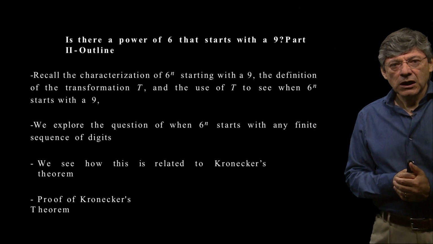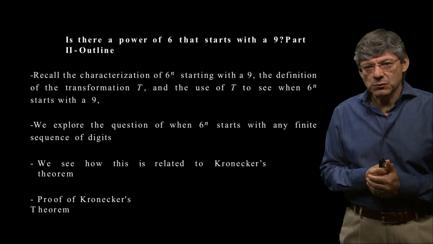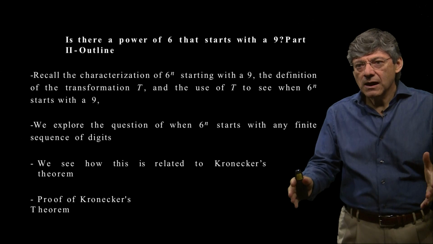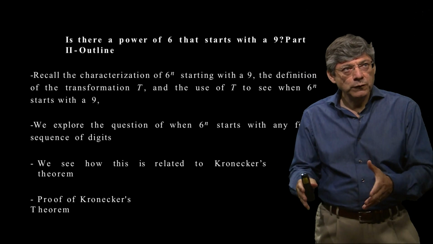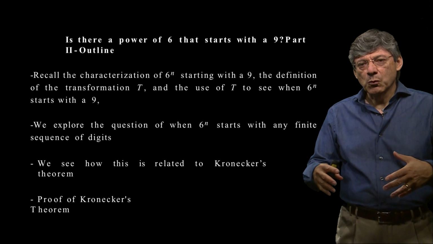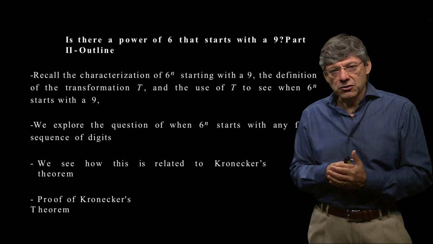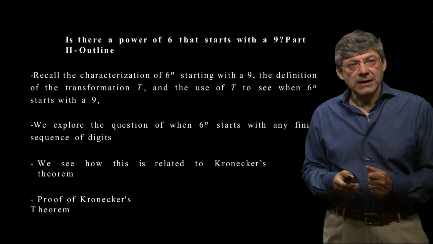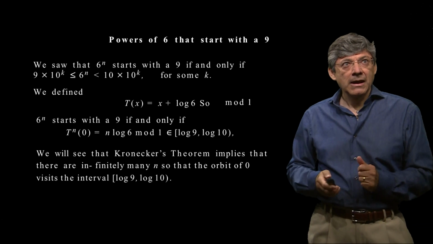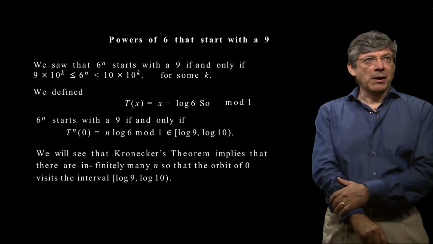In the first part, we saw how Kronecker's theorem answers that question. Does a power of 6 start with a 9? And the answer is yes, and we got that answer from Kronecker's theorem. We will see the proof of Kronecker's theorem, and in fact, we will see that Kronecker's theorem gives us a little bit more. It actually gives us infinitely many n's such that 6 to the n starts with a 9. So let's go to recalling what we did in the first part.